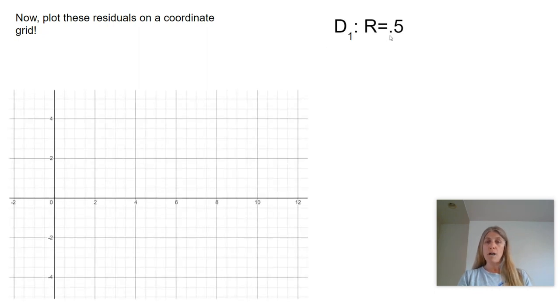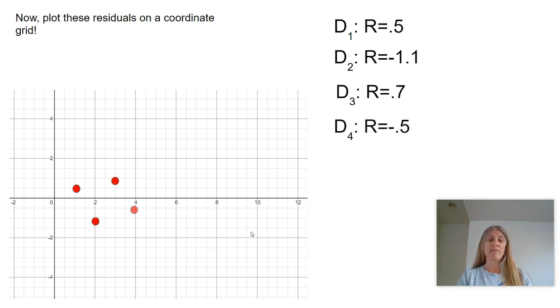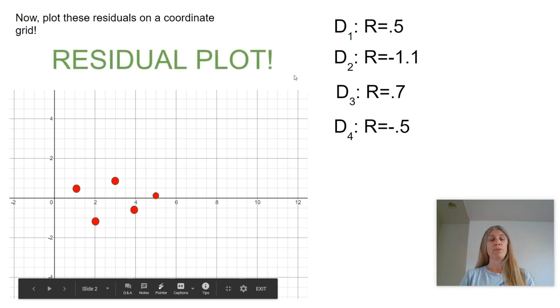So we take these residuals, and now we're going to plot those on a coordinate grid. So our D1 had a residual of 0.5. So here at the first point, we have a spot at 0.5. D2 was negative 1.1. D3 was 0.7. D4 was negative 0.5. And D5 was negative 0.25. So this right here is what we call our residual plot.